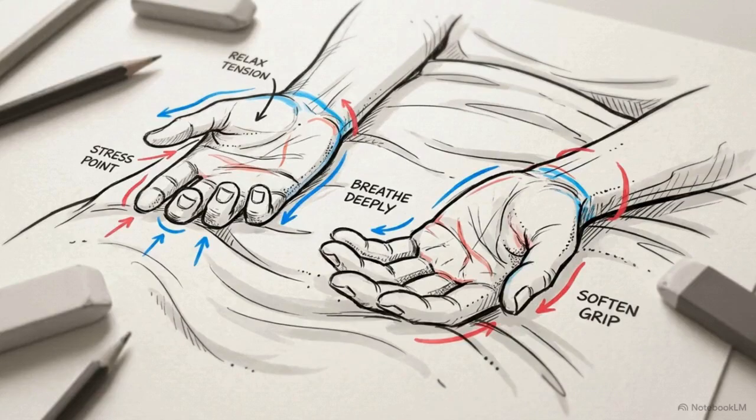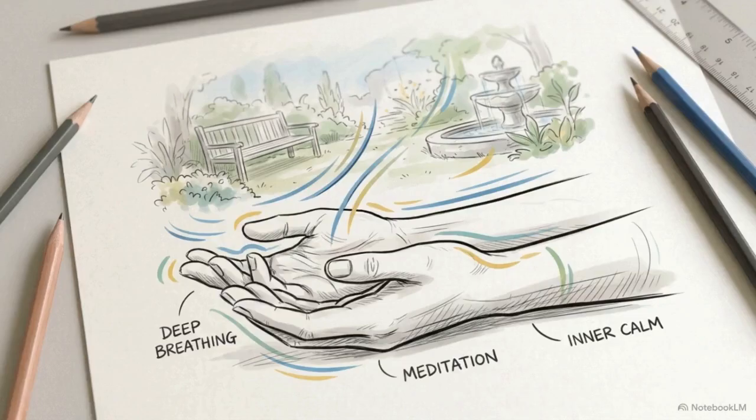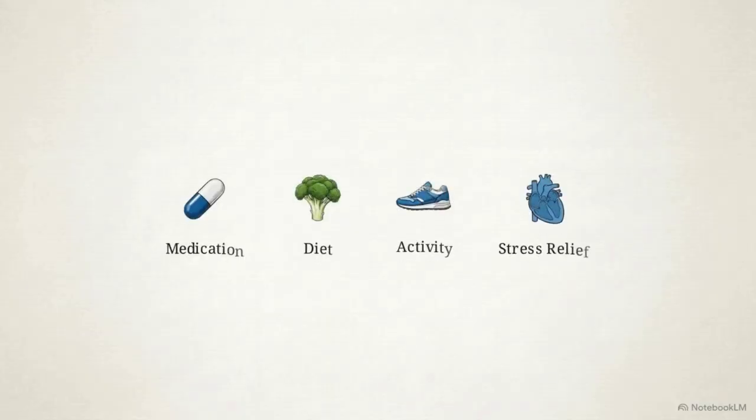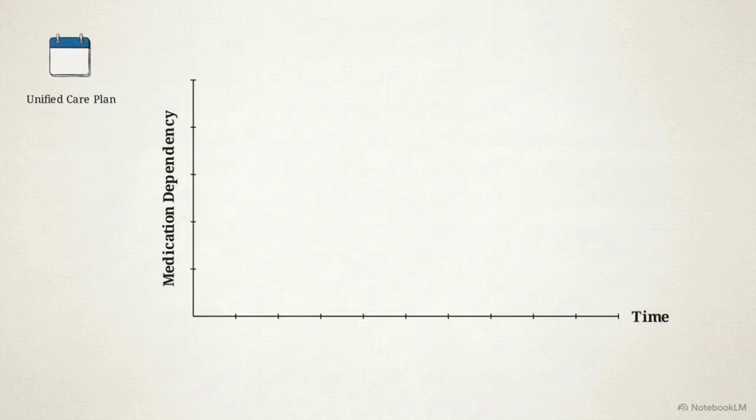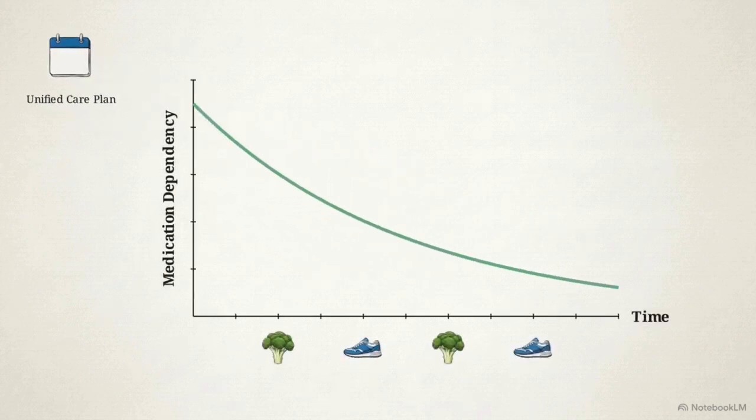The fourth pillar is stress reduction. We work directly with the patient to identify their psychological triggers and introduce deep breathing or meditation techniques. Combining all 4 distinct pillars into a single care plan attacks hypertension from every angle. Over time, these structural lifestyle changes significantly reduce the patient's reliance on medication alone.